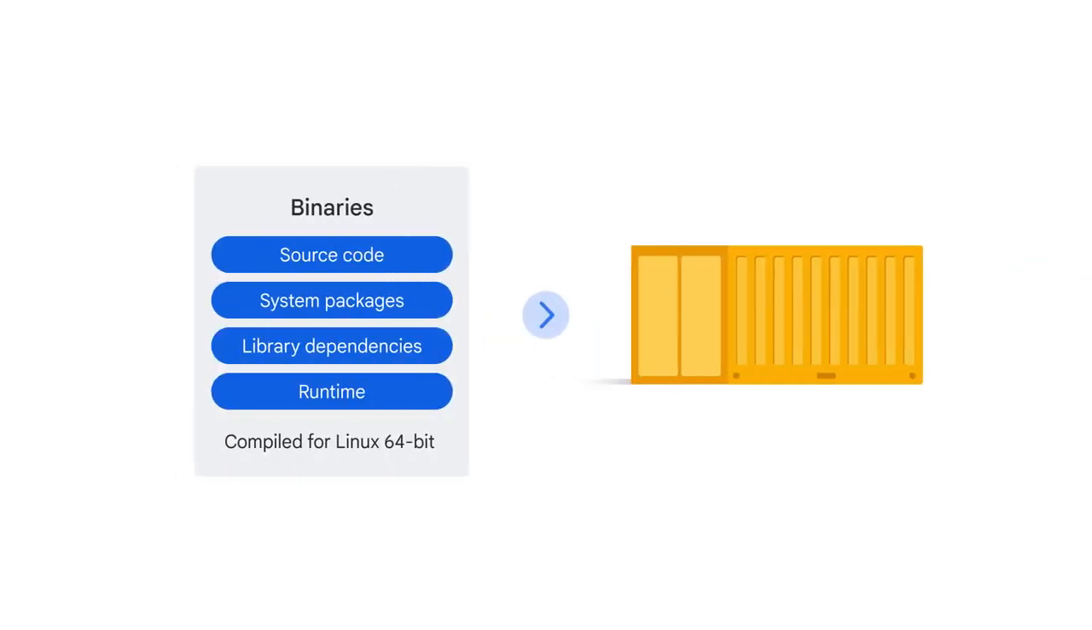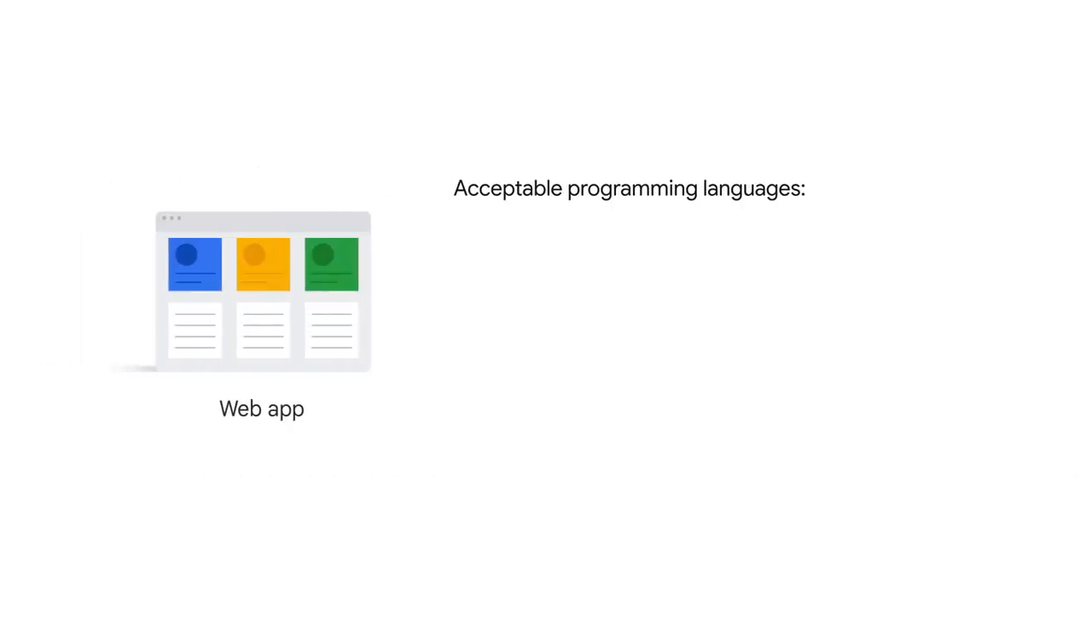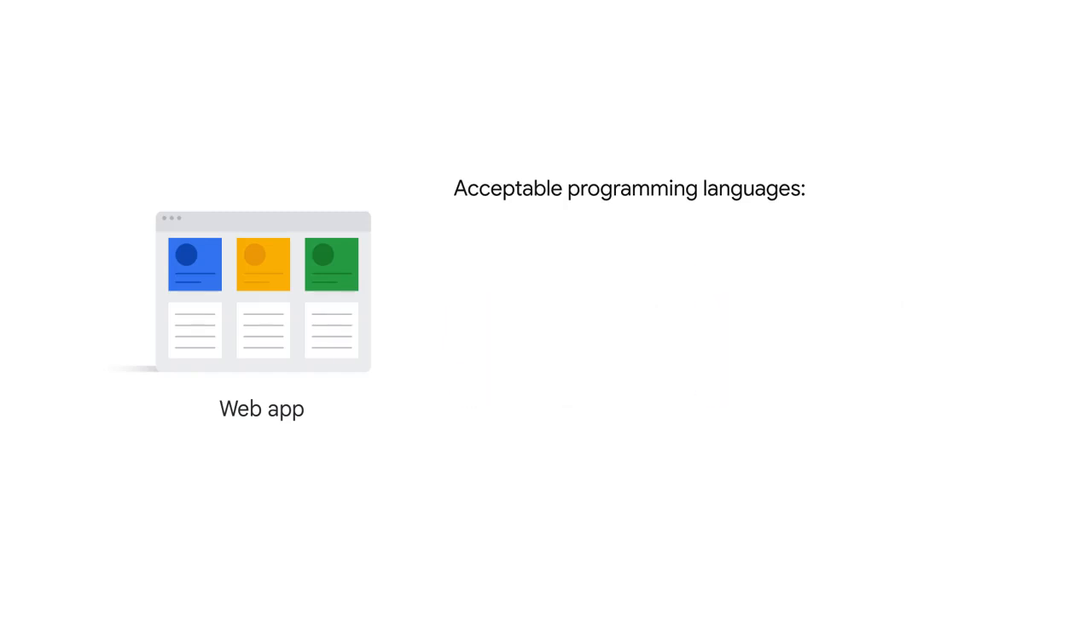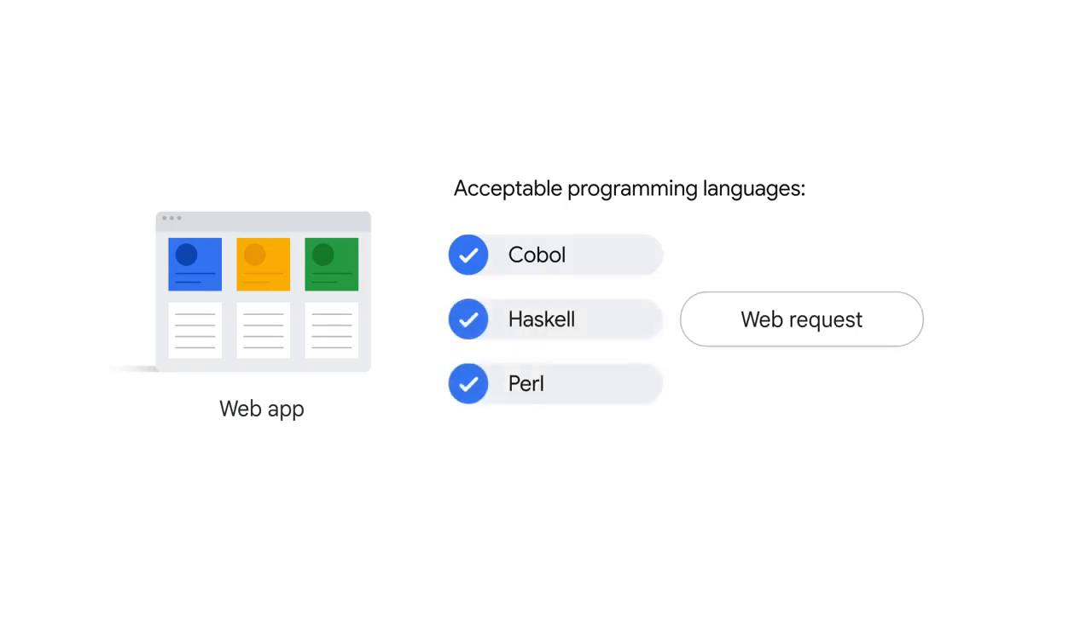You can use Cloud Run to run any binary, as long as it's compiled for Linux 64-bit. Now, this means you can use Cloud Run to run web applications written using popular languages, such as Java, Python, Node.js, PHP, Go, and C++. And you can also run code written in less popular languages, such as Cobol, Haskell, and Perl. As long as your app handles web requests, you're good to go.